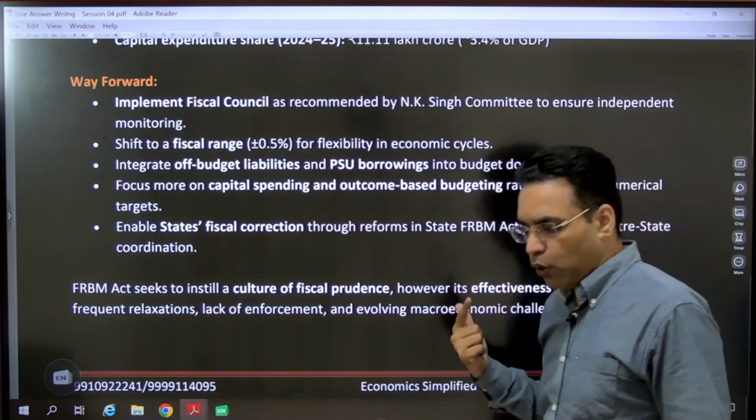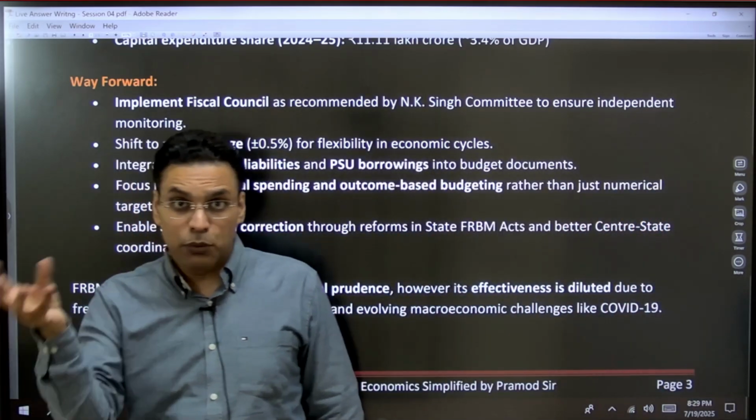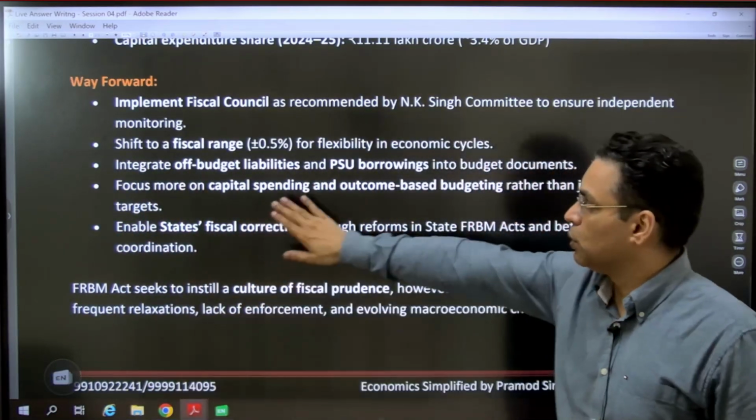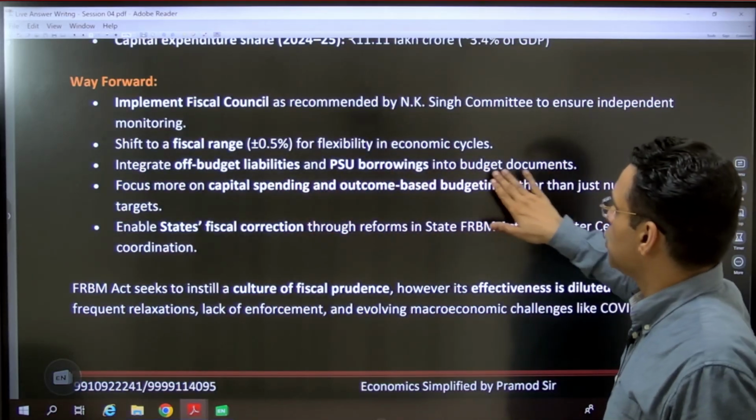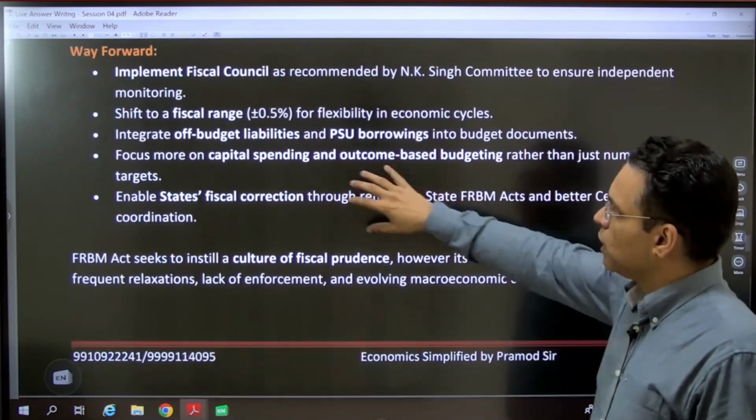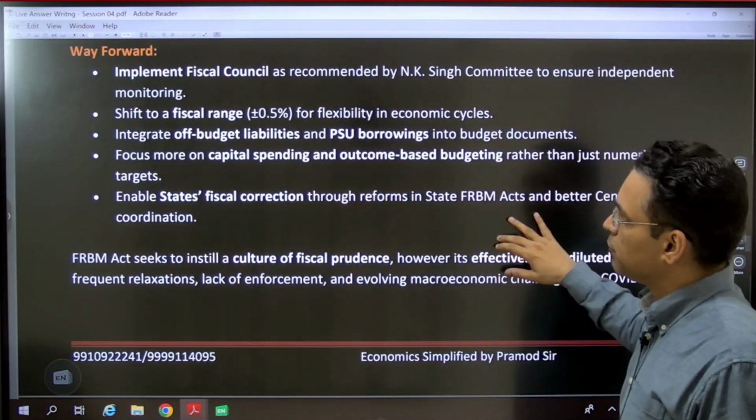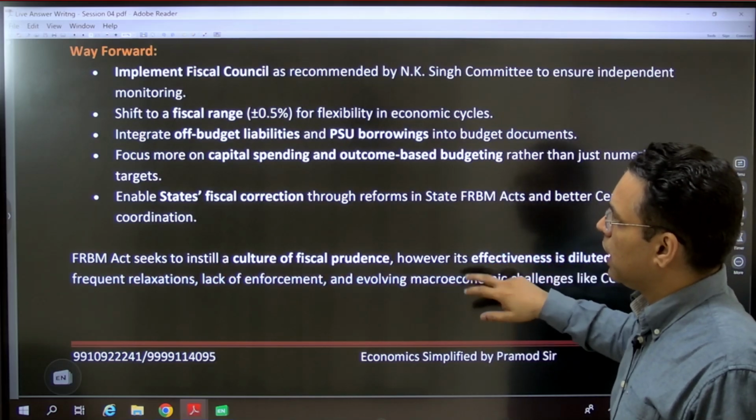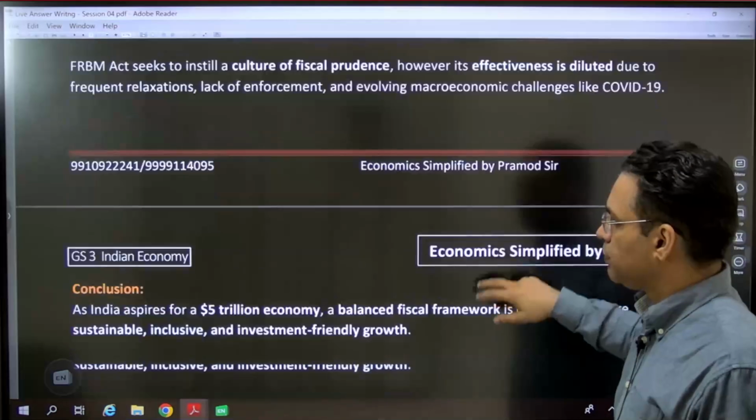Also जो ऑफ बजट बोरोइंग है, बजट के बाहर की बोरोइंग, बाद में वो गवर्नमेंट की लाइबिलिटी होती है, उसको आप खत्म कर दो. Integrate off budget liabilities and PSC borrowing into budget document. Focus more on capital spending and outcome based budgeting. Enable state fiscal correction through reforms.